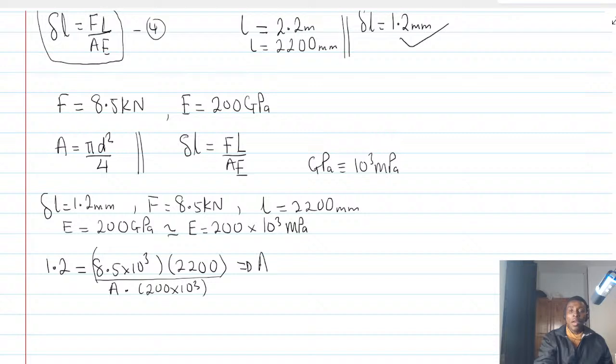So now let's solve for the area. So solving for the area, A is going to be what? 1.2. So this one is not strength of materials, this is change of subjects. So the area is going to be 1.2 multiplied by 200 multiplied by 10 to the power 3, and then you divide everything by 8.5 times 10 to the power 3 multiplied by 2200. So someone should give us the answer for the area.